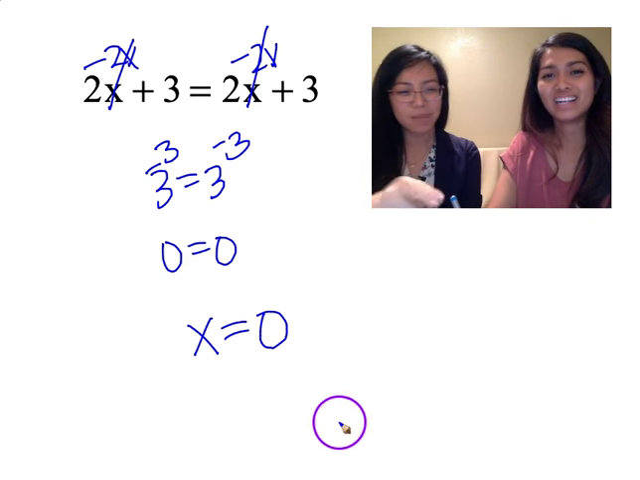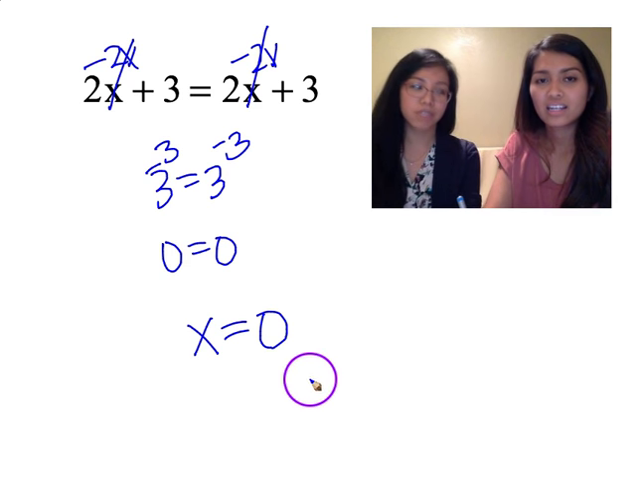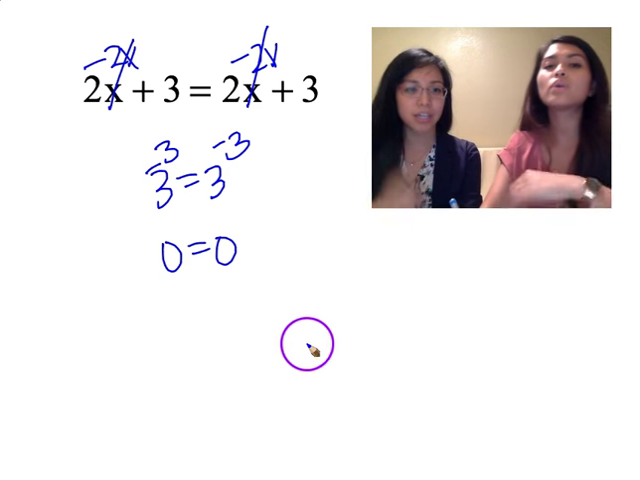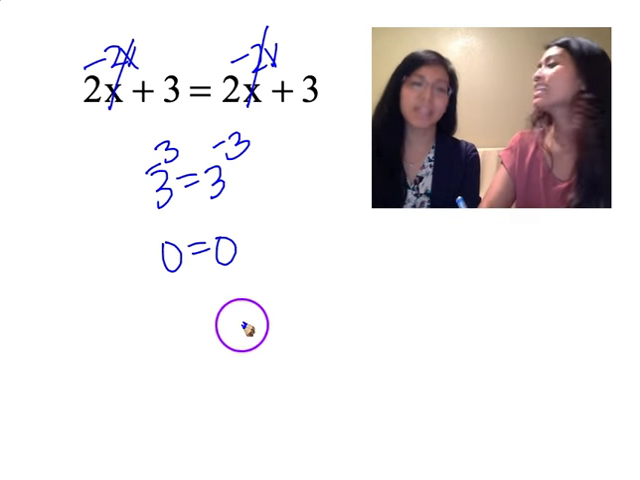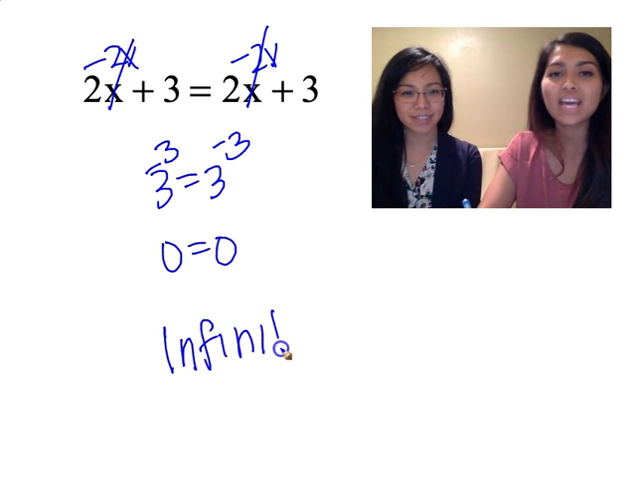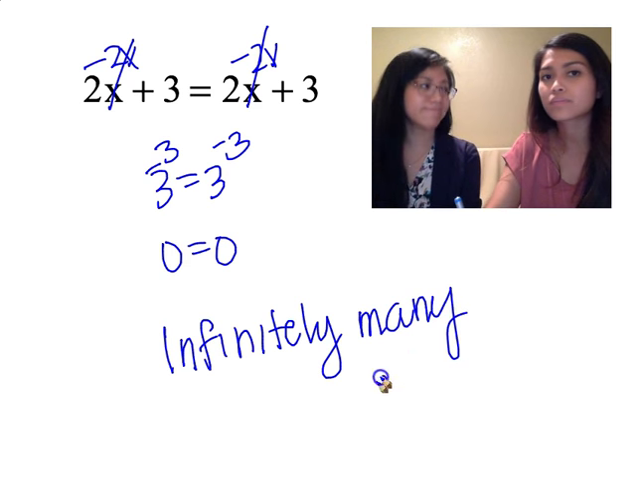X came out of nowhere. You got rid of all of the x's. 0 equals 0 is a true statement. When it's a true statement, the answer is infinitely many solutions. Infinitely many solutions. I should have known.